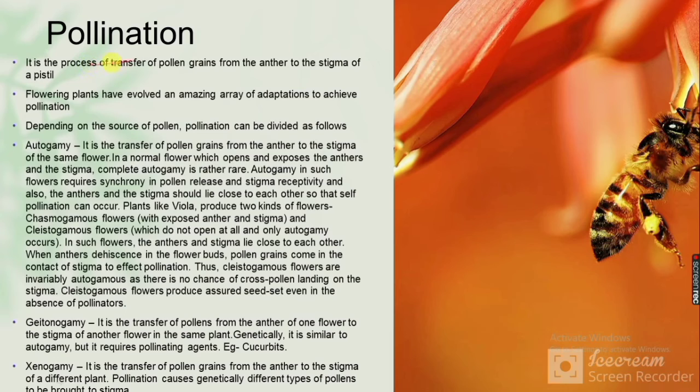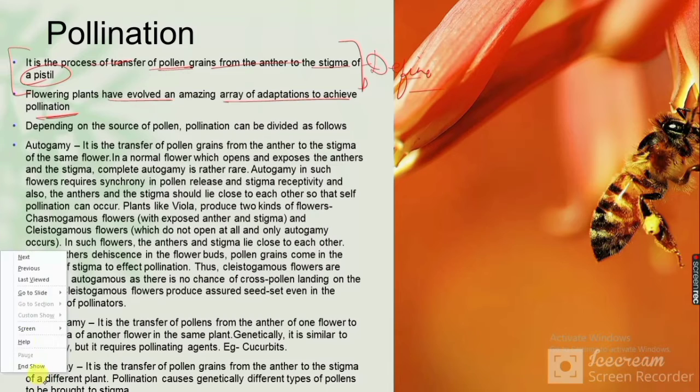Pollination. It is the process of transfer of pollen grains from the anther to the stigma of a pistil. This is the definition of pollination. Flowering plants have evolved an amazing array of adaptations to achieve pollination. Pollination is of three types. Let's go on a blank slide. Pollination is of three types.